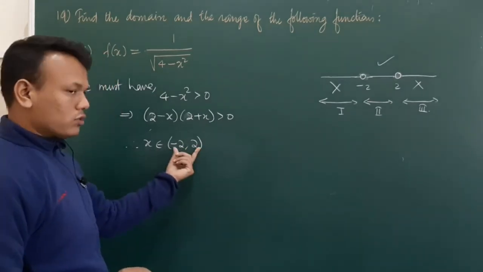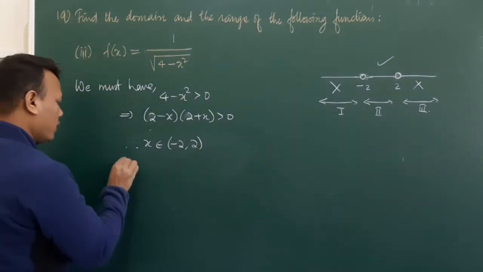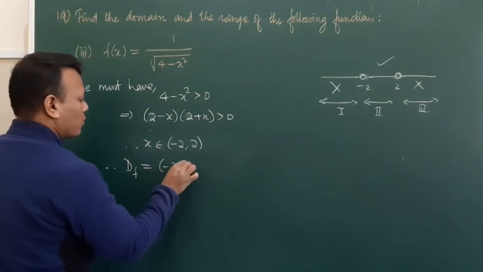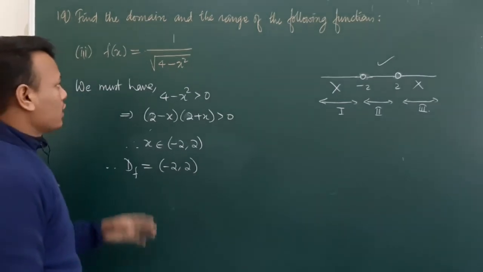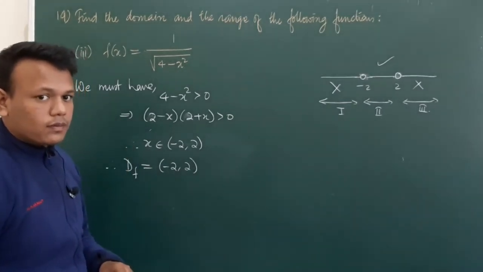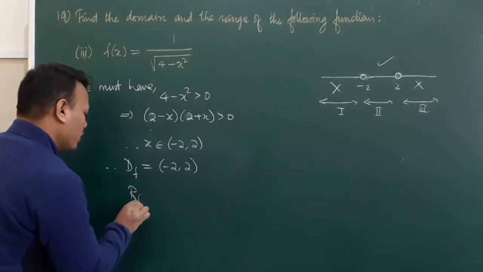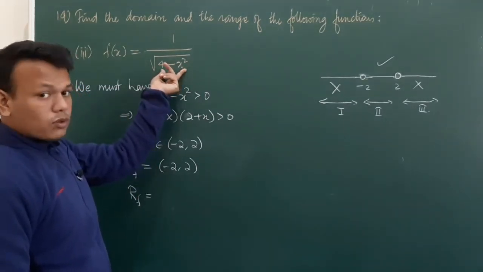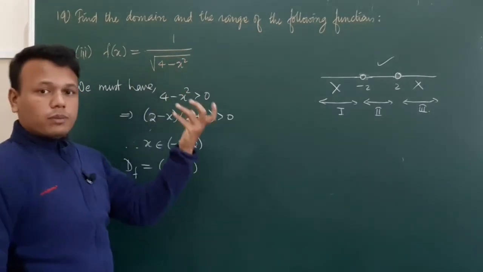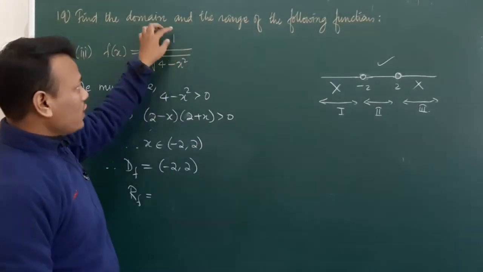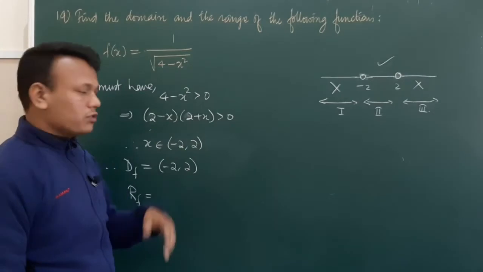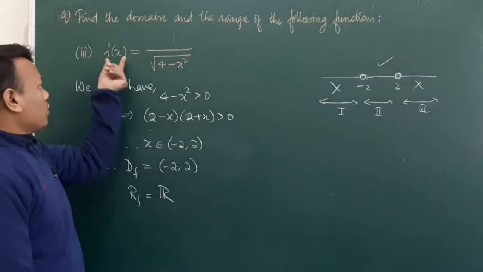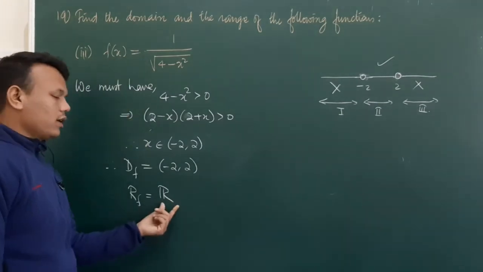So if x belongs to this, then the domain will be the open interval (minus 2, 2). Alright. Now what about the range? If you see here carefully, this is always a positive quantity. Square root of a positive gives me a real number. So 1 divided by any real number will always be a real number. So your range will be the real numbers. The possible values of f(x) will always be a real number.